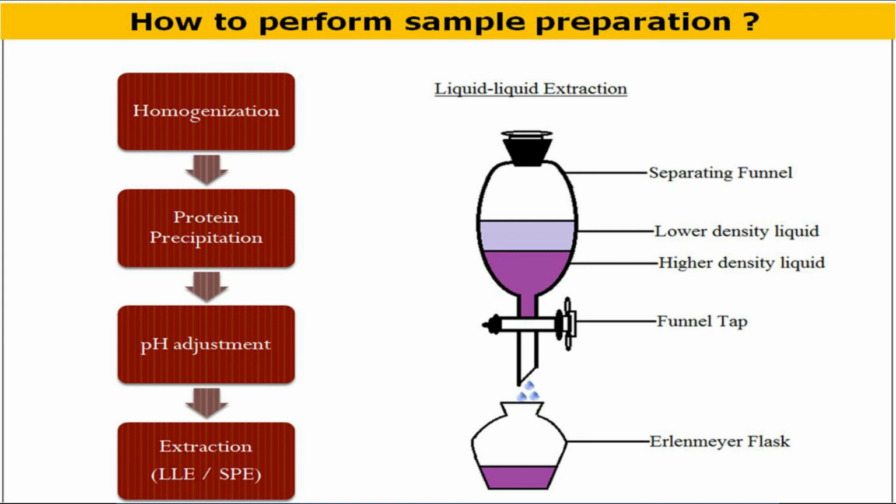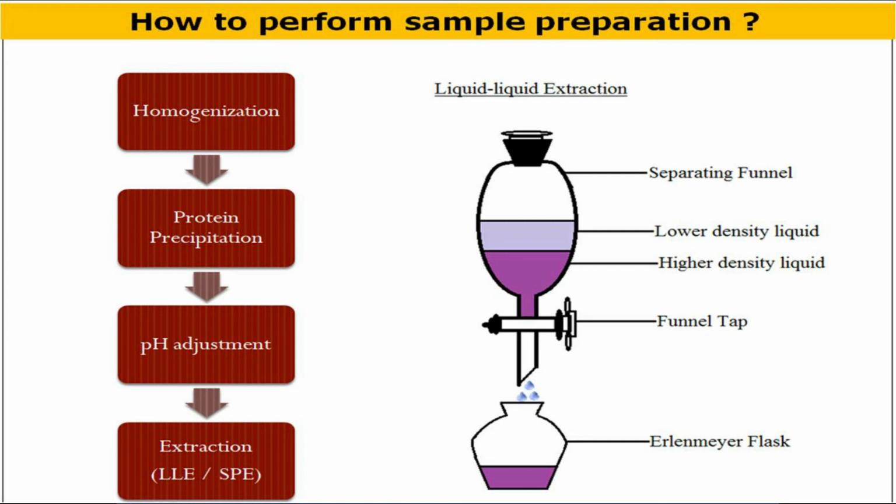Now coming to pH adjustment. This is also a very crucial step. As I have told you, there are many kinds of drugs, and chemically they can be divided into acidic drugs, basic drugs, and neutral drugs. So pH adjustment is done for those drugs.